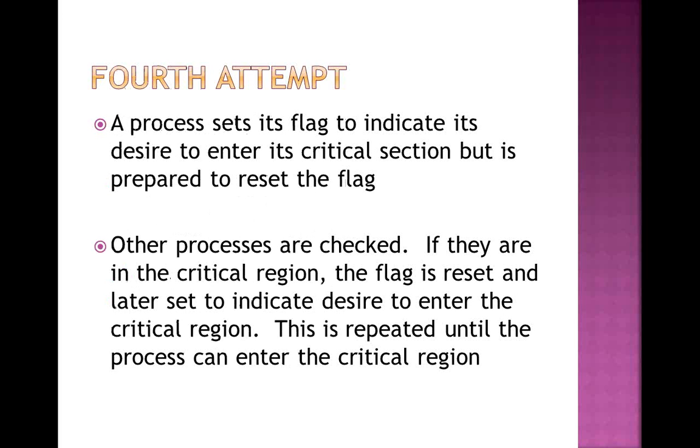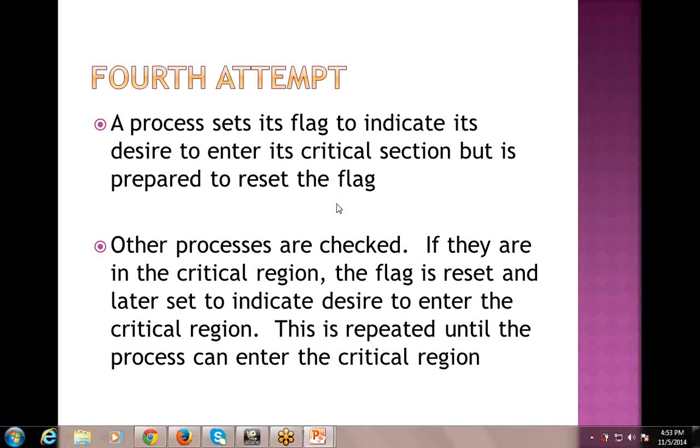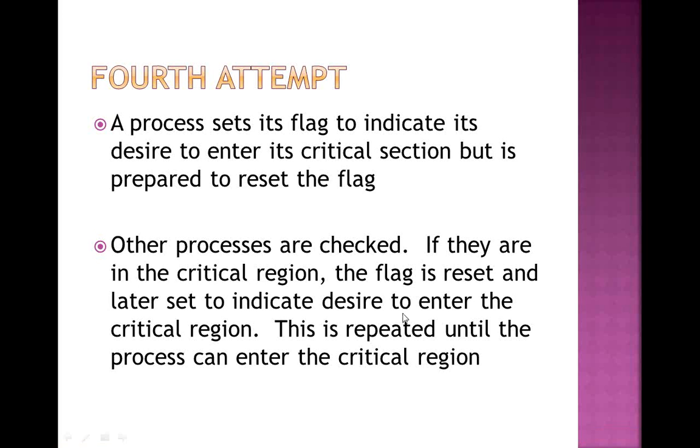Now what is the fourth attempt? A process sets its own flag to indicate it desires to enter its critical section but is prepared to reset the flag. That is the next attempt: the process itself maintains the flag to indicate its desire to enter the critical section, but is prepared to reset it. Other processes are checked. If they are in the critical region, the flag is reset and later set again to indicate the desire to enter the critical region.